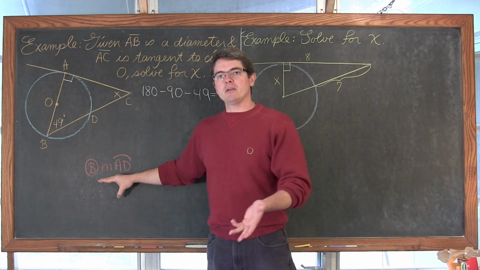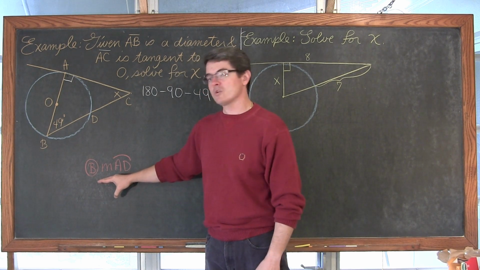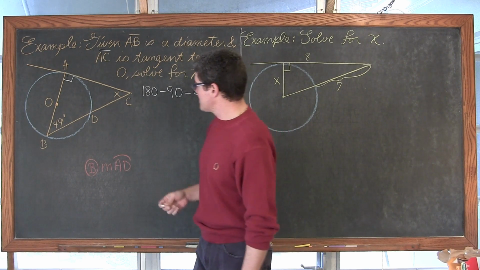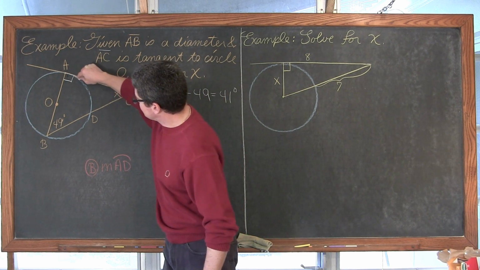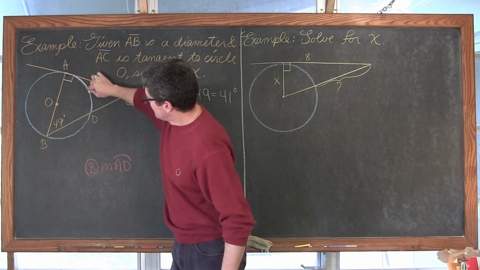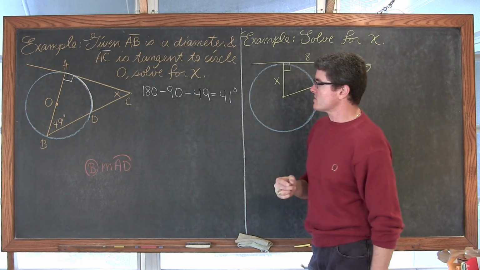Depending on your textbook, I might be a little ahead of you on this, or I might be just reviewing an old concept, not sure. But what is the measure of arc AD? This arc, this length of distance around that portion of the circle.